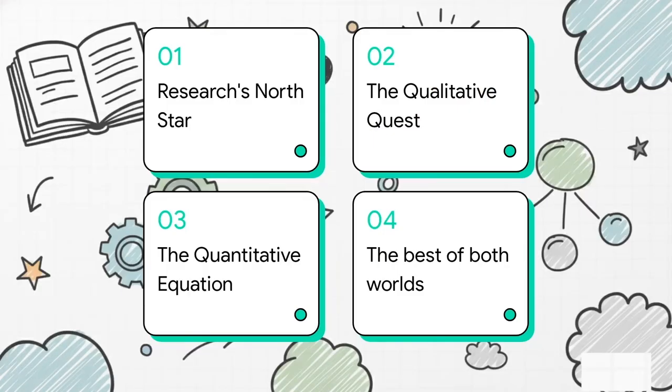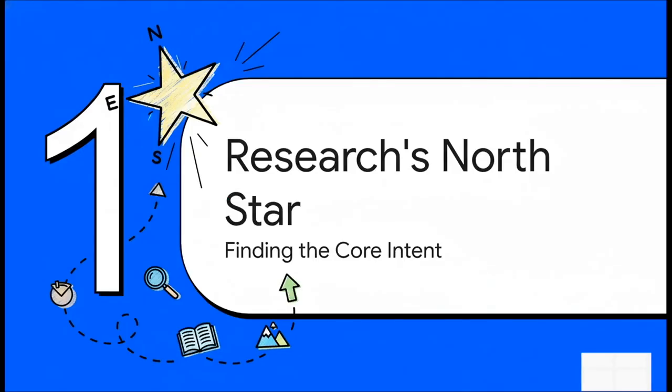All right, so here's our game plan. First, we'll talk about research's North Star, the core idea. Then we'll get into the two main flavors, the qualitative quest and the quantitative equation. And finally, we'll see how you get the best of both worlds when researchers mix them up. Okay, let's start with part one, research's North Star. This is all about finding that core intent.